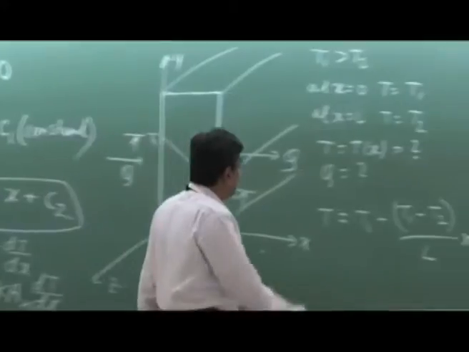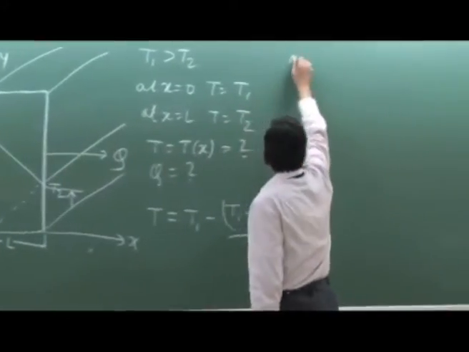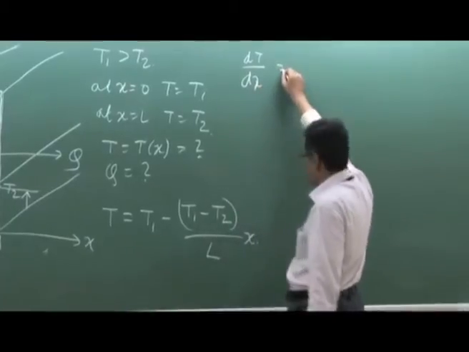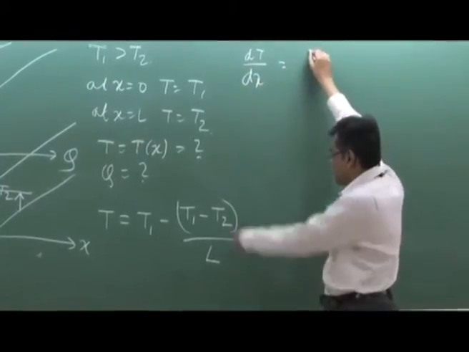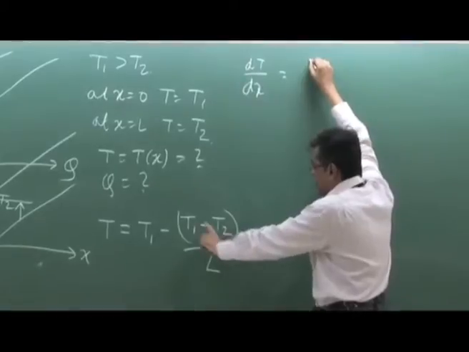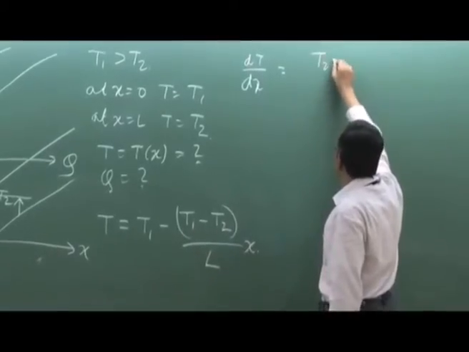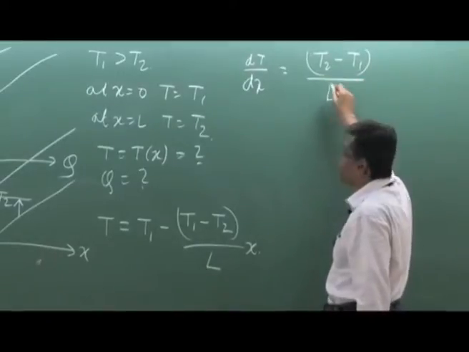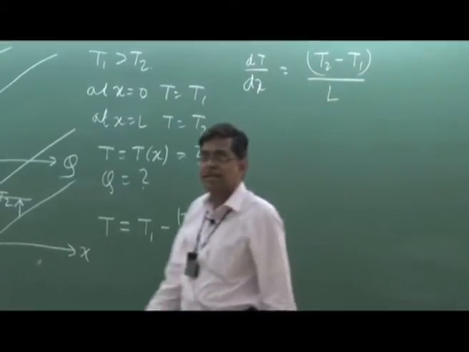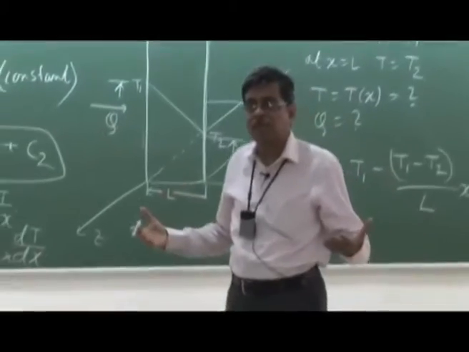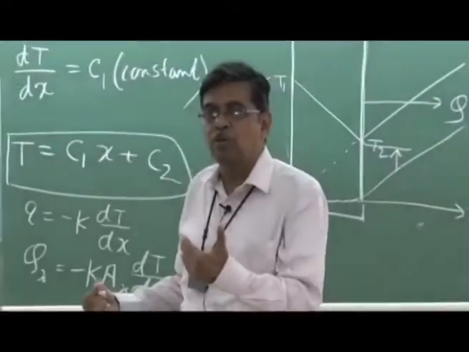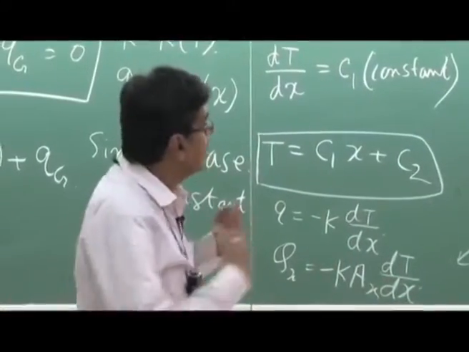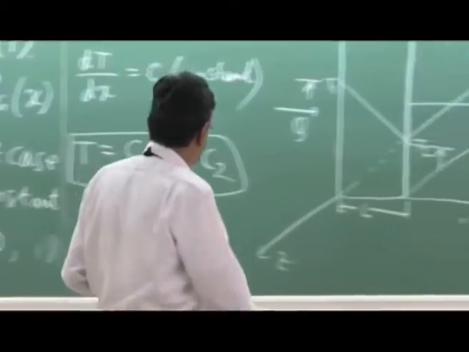Now what is dT/dx? Now dT/dx is definitely (T2 minus T1) divided by L, and obviously T1 is greater than T2. That is the phenomenological law. The heat flows from high to low temperature. So therefore dT/dx is negative. That means the heat flux is along the negative temperature gradient.